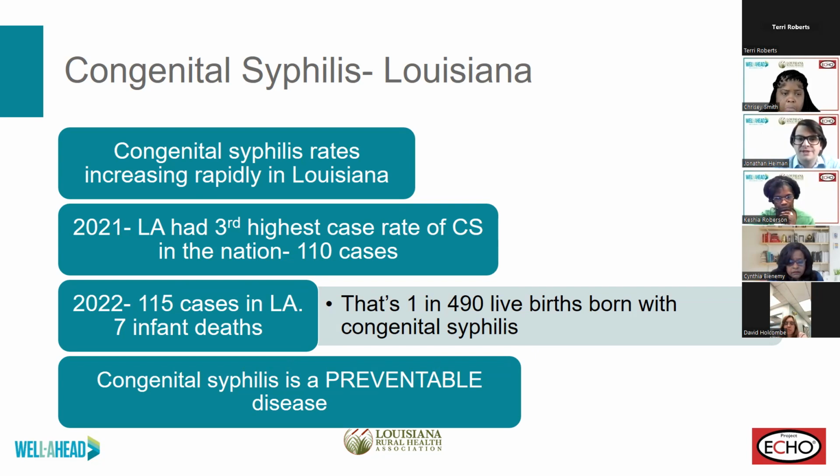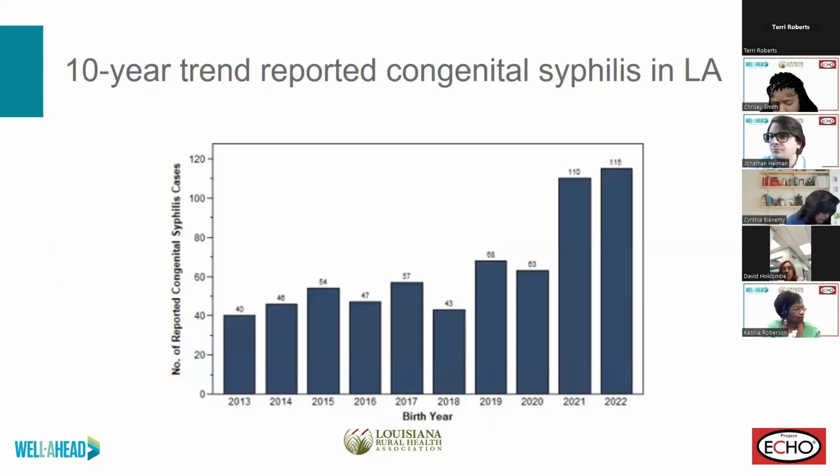In 2021, Louisiana had the third highest case rate of congenital syphilis in the nation with 110 cases. And there were 115 cases the following year and 7 related infant deaths. So that's 1 in 490 live births affected by congenital syphilis. And here's the thing, this is entirely preventable. Next slide, please. So this is just a graphic pointing out the same. And then I also wanted to point out, no, that's the next slide, sorry. Next slide, please.